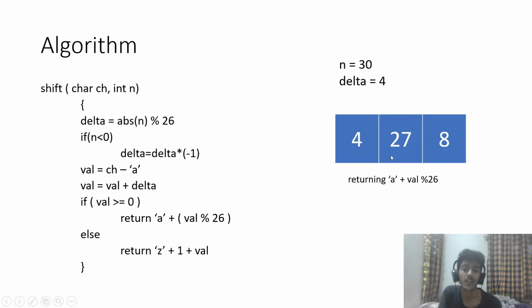Now we need to return a plus value mod 26. So 4 mod 26 is 4, 27 mod 26 is 1, and 28 mod 26 is 2. So we take modulo and that's what we get. And we return a plus this value. So 97 plus 4 equals 101, 97 plus 1 equals 98, and 97 plus 8 equals 105. And when we convert it back to characters, we will get them. And this is the answer. This is the encrypted version with n equal to 30.